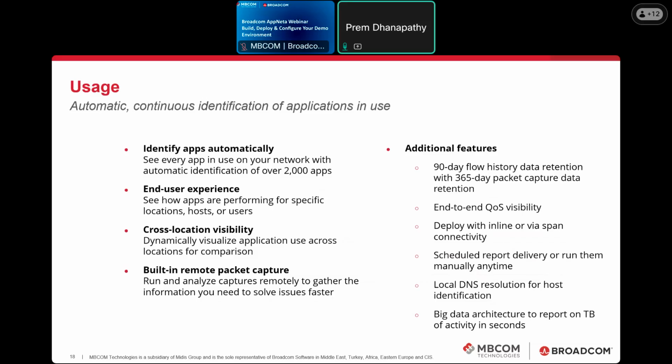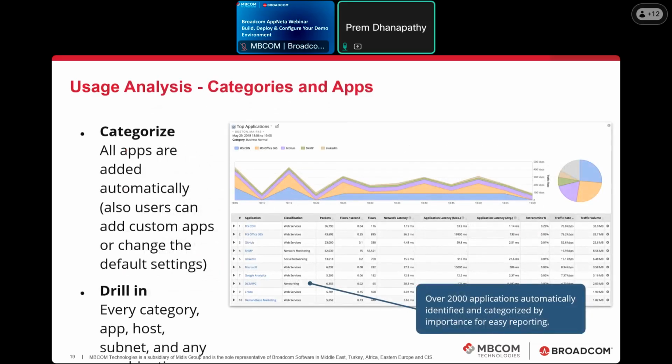Using the span traffic, we can also do packet captures. So we can keep the data for up to 365 days. It can be network related data or web application data. We can keep it for 365 days. So this is an example of how the application view can be seen.